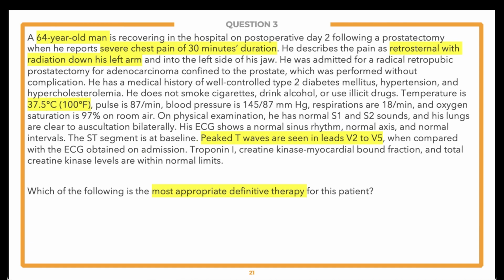So it's a long, junky question here, but the main idea is he had some surgery, had chest pain, and he had peak T waves in V2 to V5 with normal troponins. What should I do in this situation? What's his diagnosis? And what should I do definitively to treat this person?